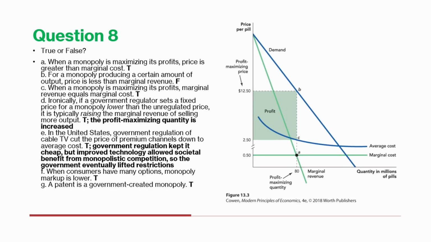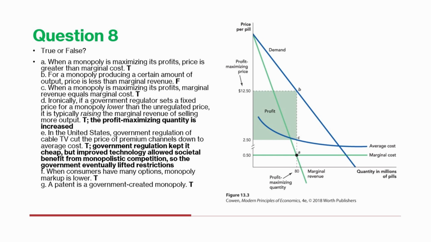Price is greater than marginal cost in a monopoly. Okay, B is false. Price is not less than marginal revenue when a monopoly is producing a certain amount of output, because the marginal revenue curve has half the slope of the demand curve, and price intersects the demand curve. C, a monopoly maximizing its profits sets marginal revenue equal to marginal cost. That's true, as you can see in figure 13.3.